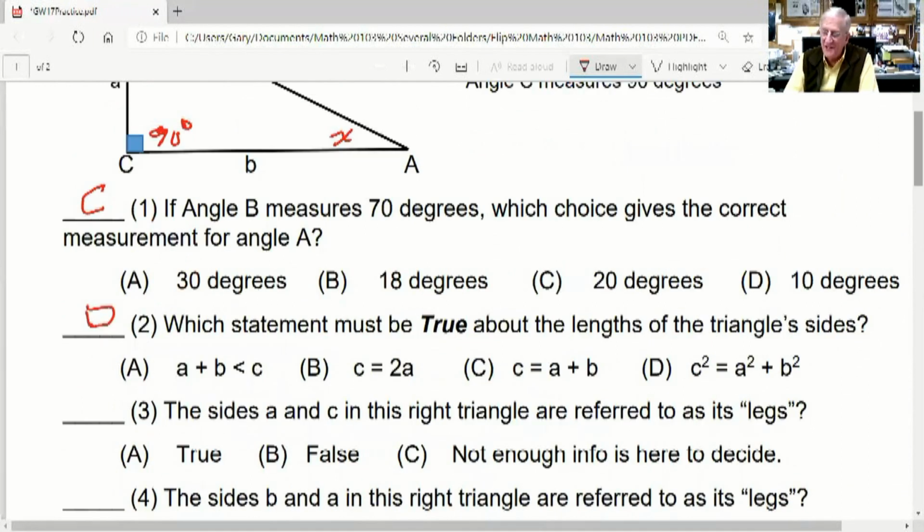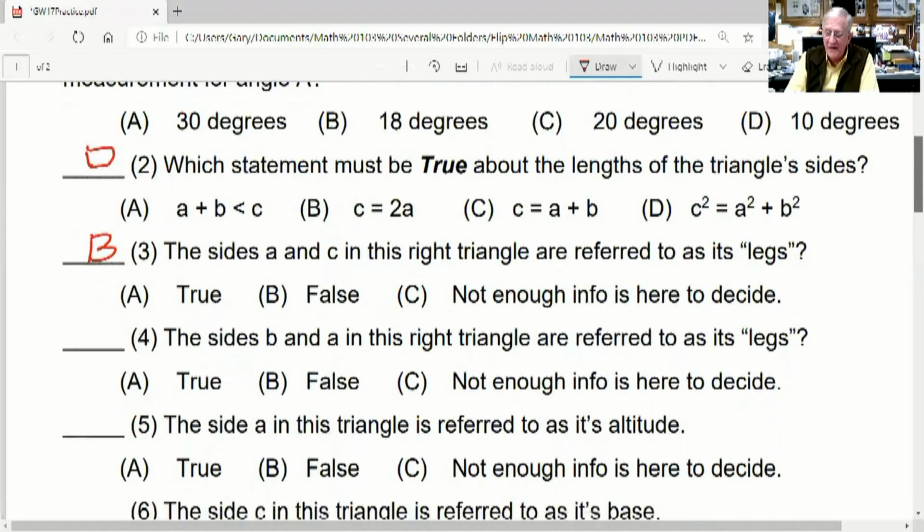The sides A and C in the right triangle are referred to as its legs. Well, you already heard me mention that side C up there is the hypotenuse, right? So there's no way that statement can be true. A is one of the legs, C is the hypotenuse. So this statement is definitely false, right? So that would be choice B. Let's go to our next question.